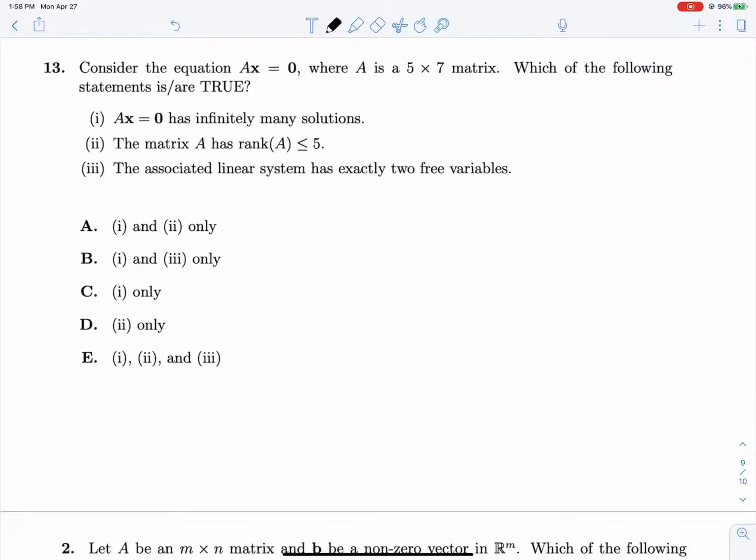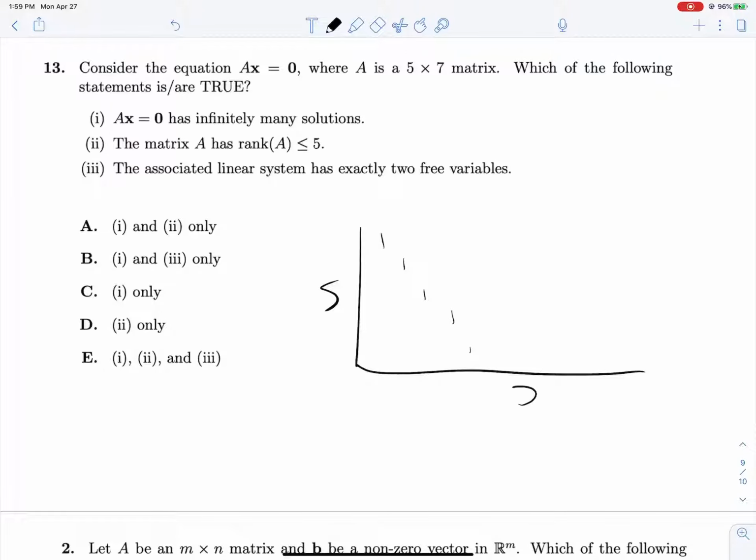13. Consider the equation AX equals 0, where A is a 5 by 7. They also like 5 by 7. 5 by 7 matrix. Which of the following statements is or are true? So AX equals 0 will have infinitely many solutions if our null space has a dimension greater than 0. So the maximum rank that our matrix can have is 5. So 1, 1, 1, 1, 1. See how we can't fit any more pivot positions. There aren't any more rows to go down.